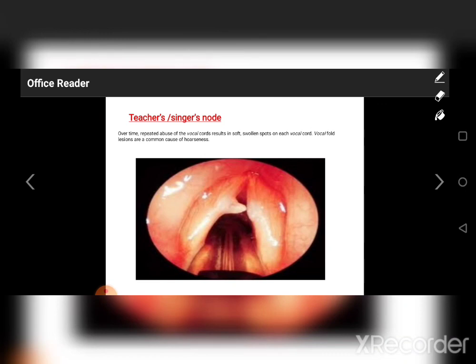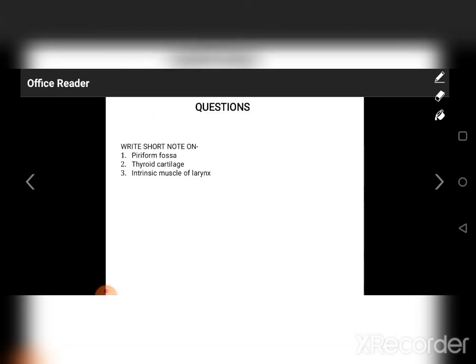Then the teacher's node or singer's node. Over time, repeated abuse of the vocal cord results in soft swollen spots on each side of the vocal cord. These are known as singer's nodes.